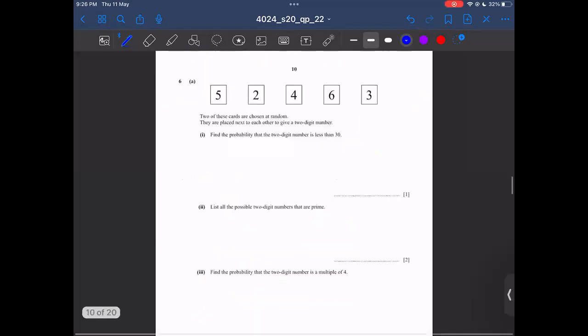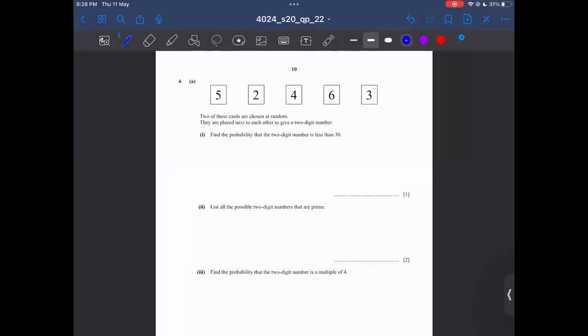Now we have question number 6. All right. So we have question number 6 part A, that is the probability question. There are 5 cards: 5, 2, 4, 6, and 3. 2 of the cards are chosen at random. They are placed next to each other to give a 2-digit number.